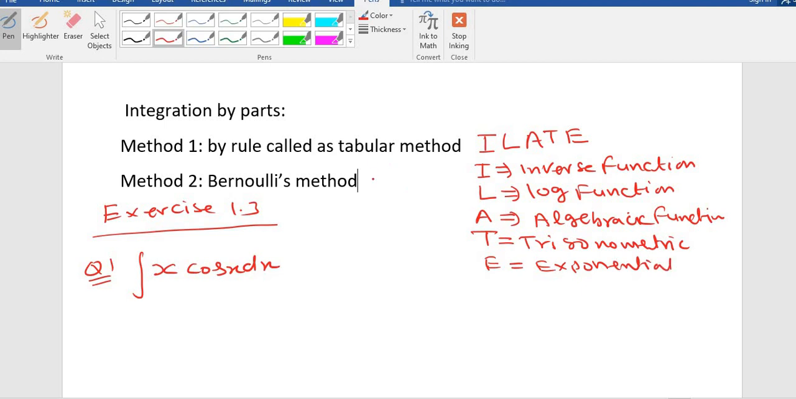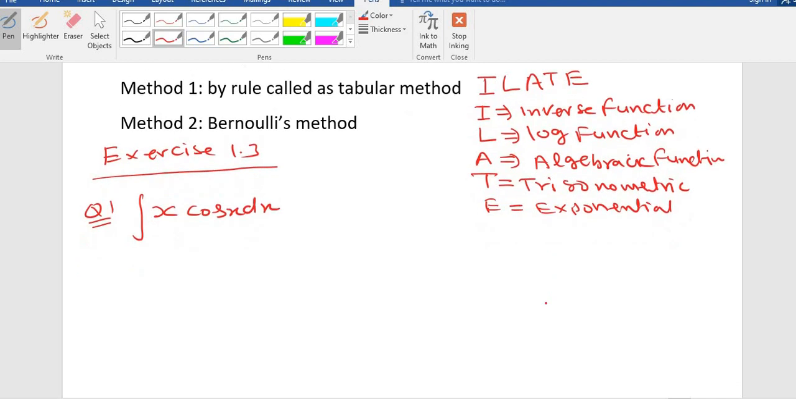If the question is given as using tabular form or any method, then I will prefer the tabular method using the ILATE rule. If the terminology stands like that, then you have to choose accordingly: this is the first function, this is the second function. If logarithmic and algebraic, then you choose logarithmic first and algebraic second. If algebraic and trigonometric, then algebra first, trigonometry second. Now I'm going to do this question both ways.